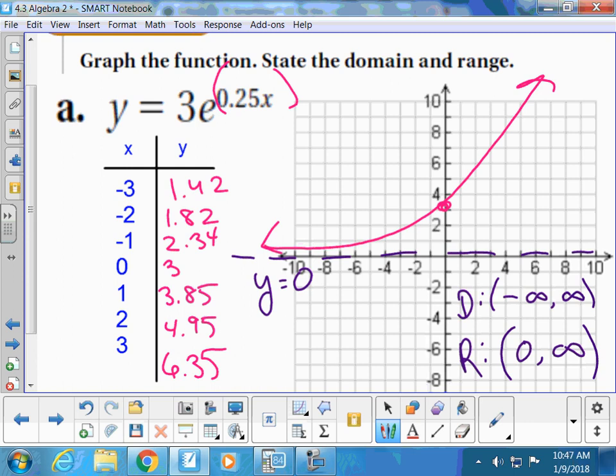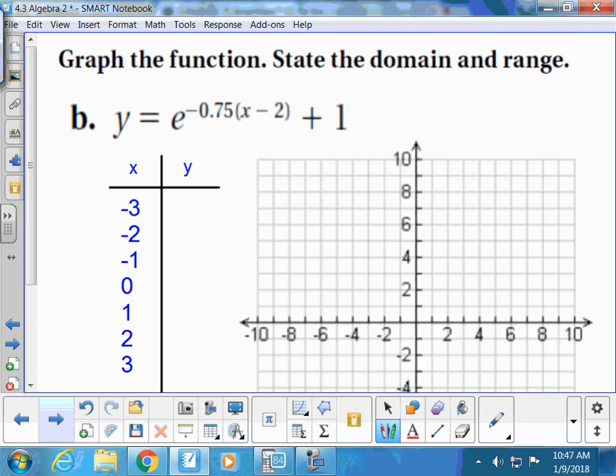So how's everybody's calculators doing? No errors or domain, window range errors or anything? All right, we have one more graph to do today. And it is this one.